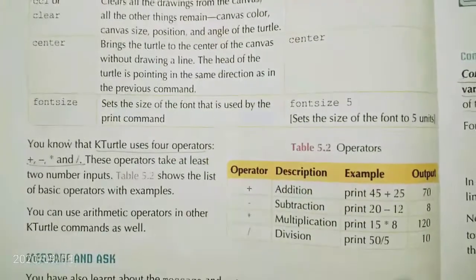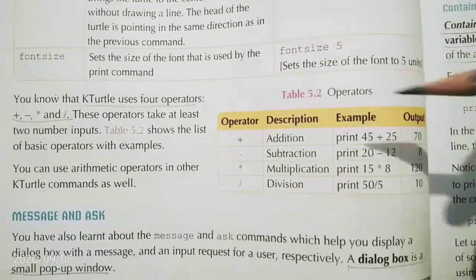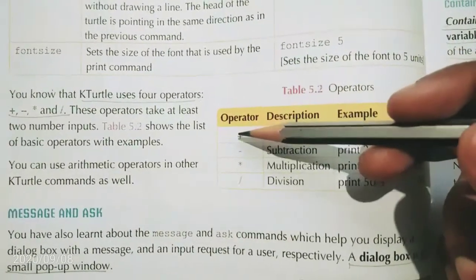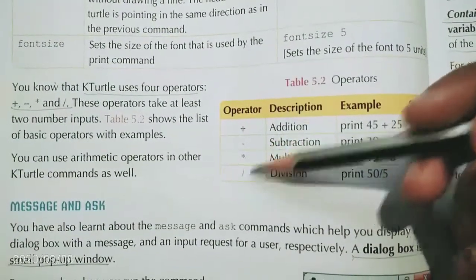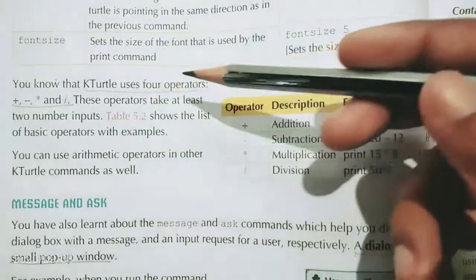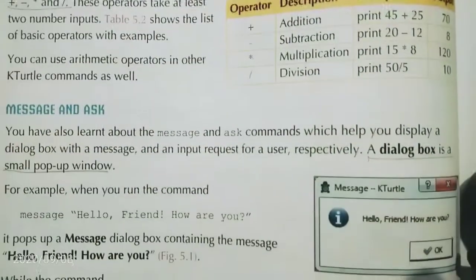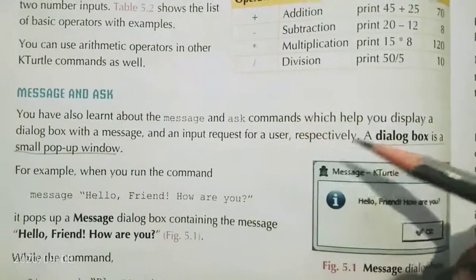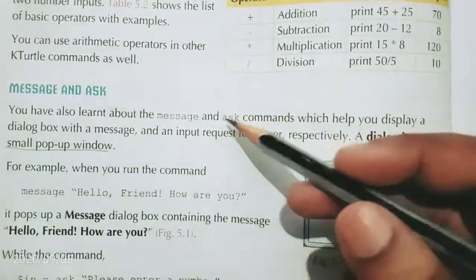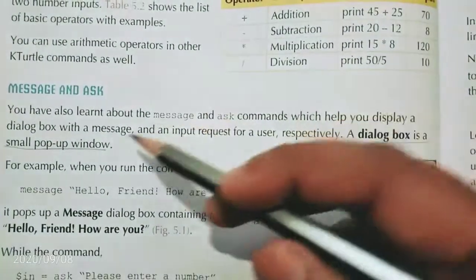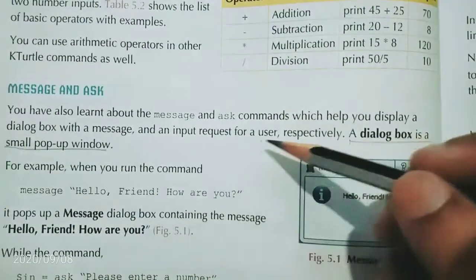Now next, what is written here? KTurtle uses 4 operators. Operators means the mathematical operators: plus, minus, multiplication and division. Now message and ask. What is message and ask? Message is a dialog box. The message and ask commands help you display a dialog box with a message, and an input request for a user, respectively.